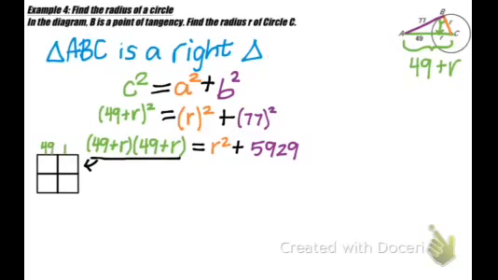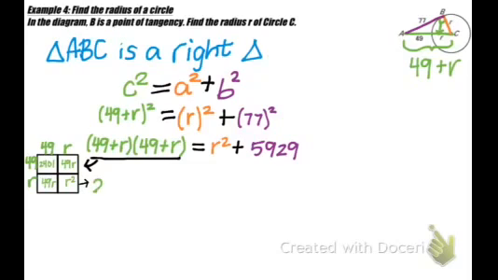Each part of the binomial goes on the top. Up here, 49 and r, both are positive, and the second on the side, 49 and r, again, both positive. Then you multiply the top of the box and the side of the box for each of the four boxes in this entire big square. So 49 times 49 is 2,401. 49 times r is 49r. 49 times r is 49r. And r times r is r squared.